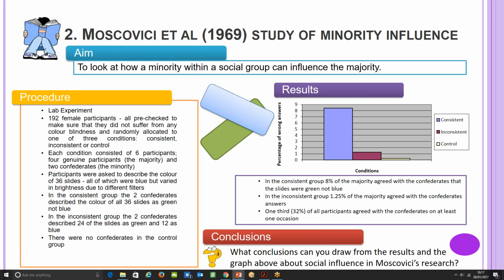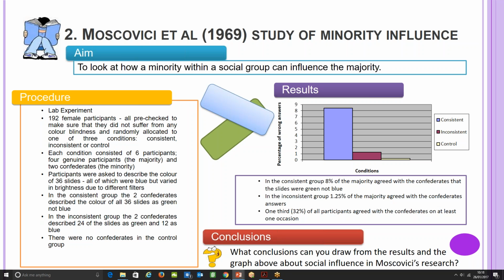The results. As you can see from the bar chart, in the consistent group, 8% of the majority agreed with the confederate that the slides were green, not blue. In the inconsistent group, 1.25% of the majority agreed with the confederate's answers. 1/3, 32% of all participants agreed with the confederates at least on one occasion.